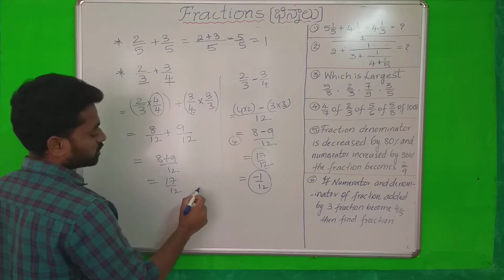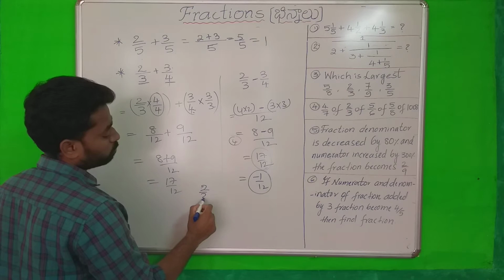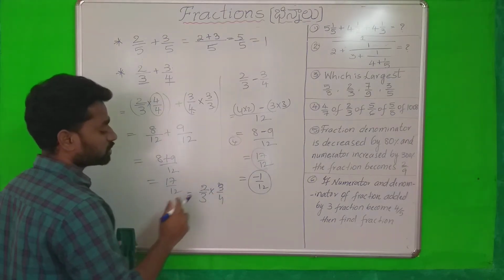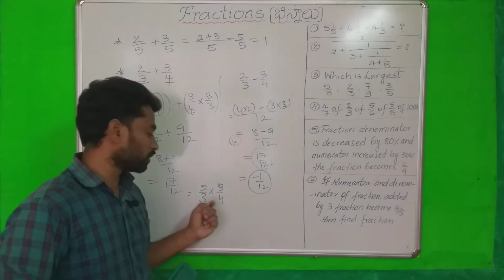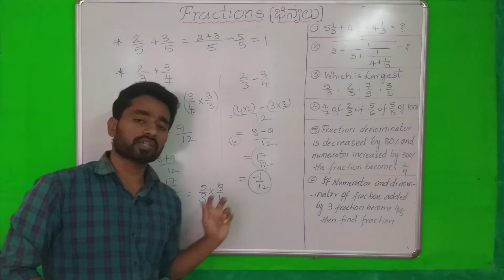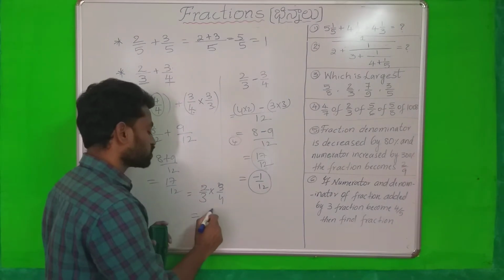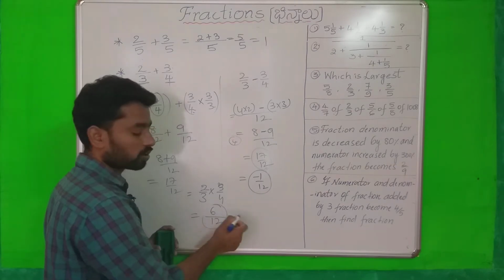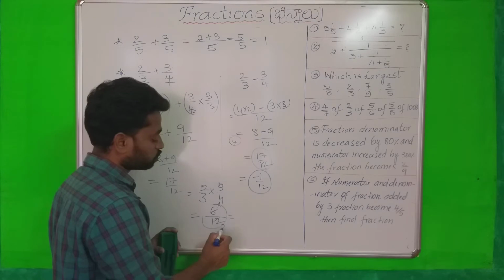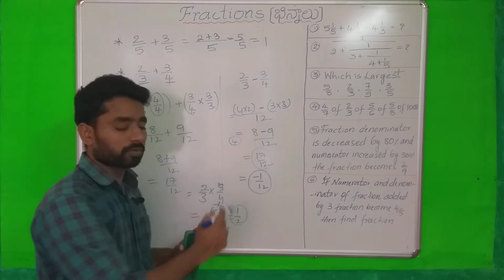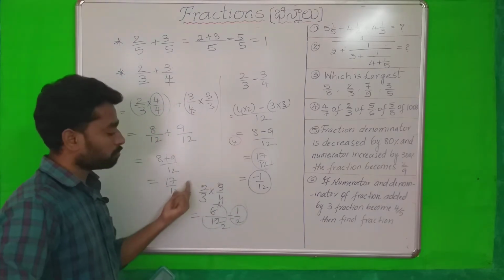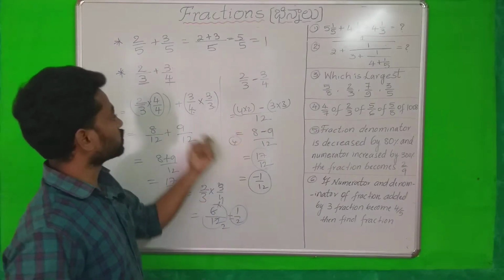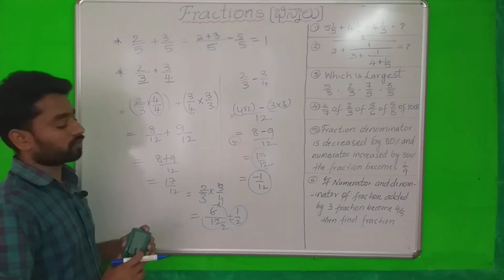Next, multiplication, very easy: 2 by 3 into 3 by 4. For multiplication, remember to multiply the numerators and the denominators. 2 3s are 6, 3 4s are 12. If you want to write the simplest form, 6 1s are 6, 6 2s are 12. So 1 by 2, this is the simplest form. So like that you can do multiplication of unlike fractions. This is subtraction of unlike fractions. This is addition of unlike fractions.